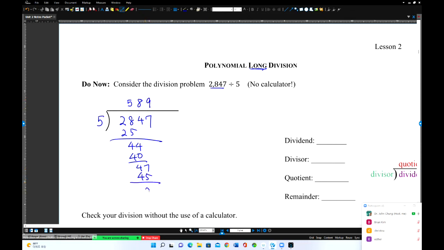Now this one is what? Less than 5. Less than 5 means this is the remainder. This is not the remainder because this 47 is greater than 5. Smaller than 5, that is the remainder.